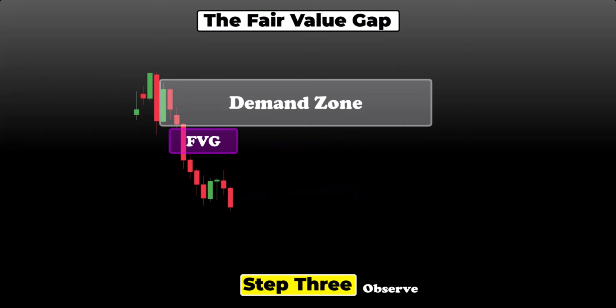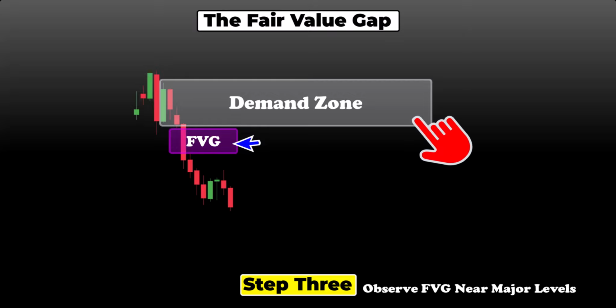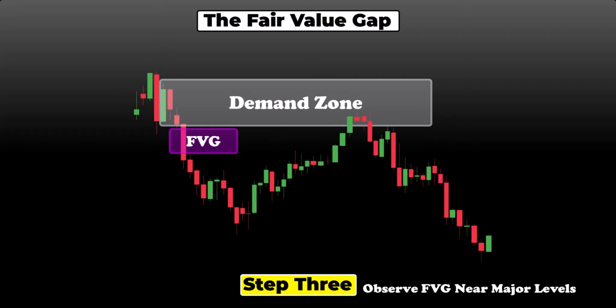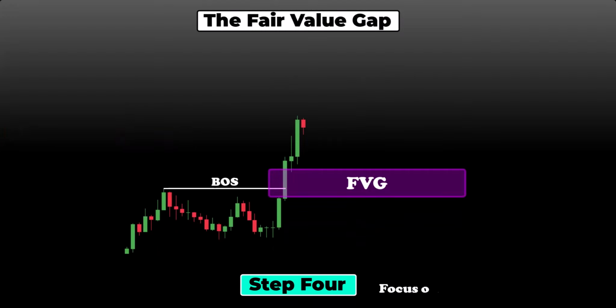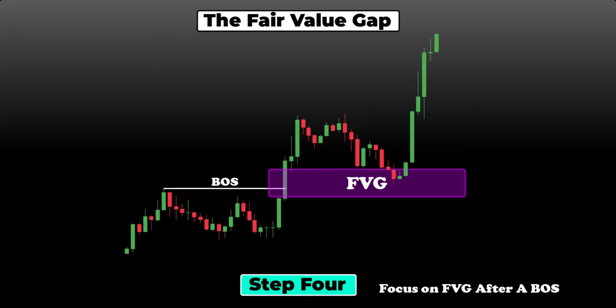Step 3. Be cautious with gaps near major levels. If a gap forms right under a supply level or just above a demand zone, price may reject from those levels and zones, which may result in price invalidating the fair value gap setup. Always check the surroundings. Step 4. Focus on gaps that form right after a break of structure. When price breaks a key level and leaves a gap behind, that zone becomes a high probability entry for institutions. The first retest often sparks a strong reaction.